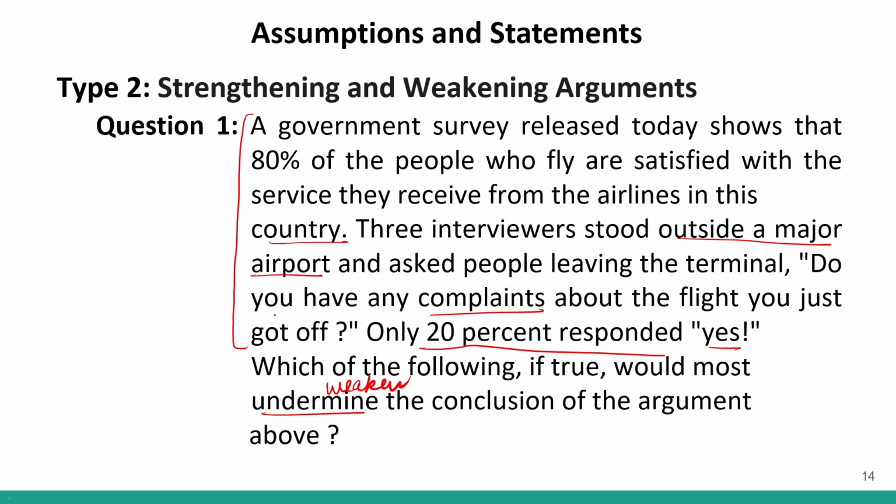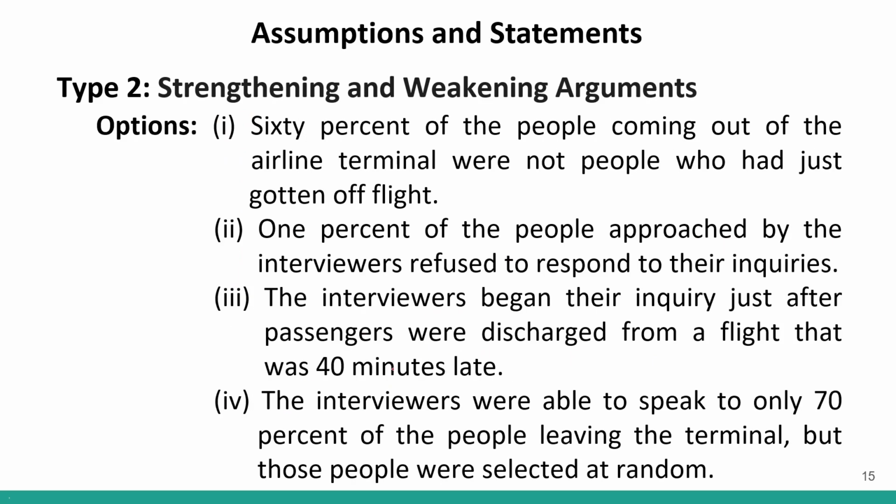So in order to identify which one will weaken, we have to look at the contradictory statement, correct? Now, if I look over here, option number 1 says, 60% of the people coming out of the airline terminal were not people who had just gotten off a flight. So if this is true, will this undermine the conclusion that everybody was happy? Only 20% of people said that they had complaints, the rest 80% were happy? Definitely. If this is true, this would weaken the argument.